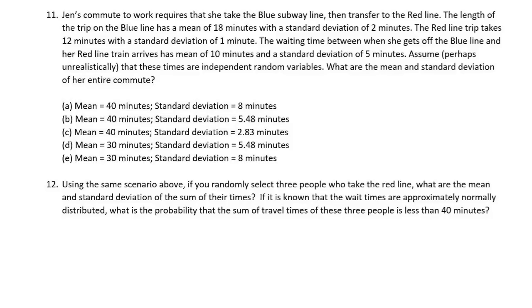Jen's commute to work requires that she take the blue line subway, then transfer to the red line. The length of the trip on the blue line has a mean of 18 minutes with a standard deviation of 2 minutes. The red line trip takes 12 minutes with a standard deviation of 1 minute.